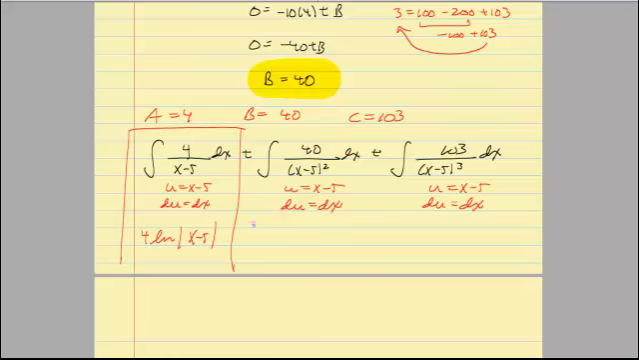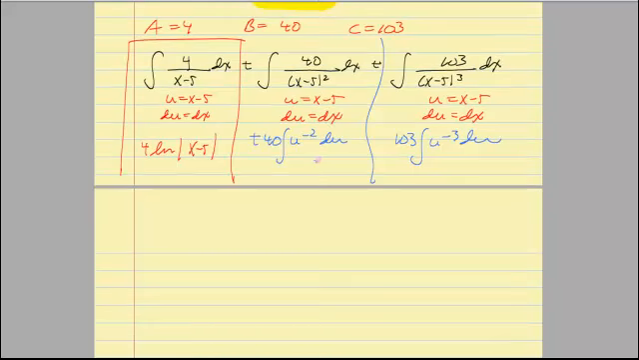This next one, I'm going to go ahead and pull that 40 out front. This is going to be 40 over u squared. 40 is pulled out front. 1 over u squared, I'd flip that up top to u to the negative 2 du. And this next one, 103 out front, would be u to the negative 3 du. And of course, to integrate these, you add 1, divide by the sum. So when you add 1 to my exponent, I get negative 1 as my new exponent divided by negative 1. Here I'm going to get u to the negative 2 divided by negative 2.